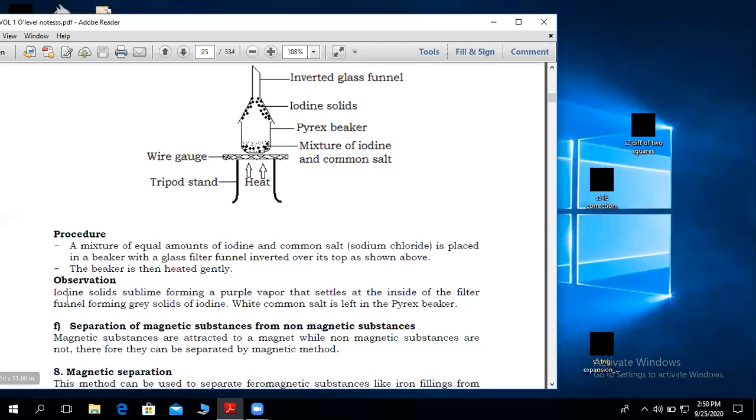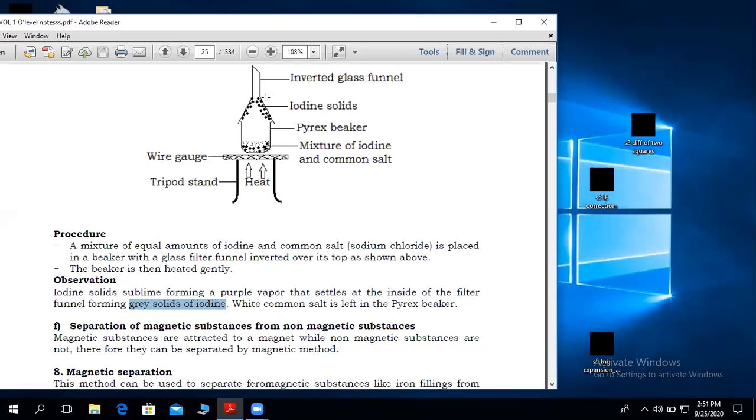Observation: when heated, iodine solids sublime, forming a purple vapor that settles inside the filter funnel, forming gray solids of iodine. So iodine will sublime off and leave the salt behind. White salt is left in the Pyrex beaker, and in so doing, you have separated a mixture of iodine and salt. Now, that is what you do for every solid that sublimes when it is mixed with another solid that does not sublime. It can be ammonium chloride and sand.